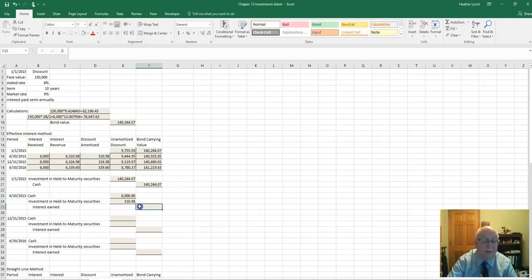Now this is the effective interest method, and this is the total. Okay, you can use the effective interest method. That's what FASB actually prefers, but there's another method that we're going to get into a little bit later. The second period, you still received the 6,000.